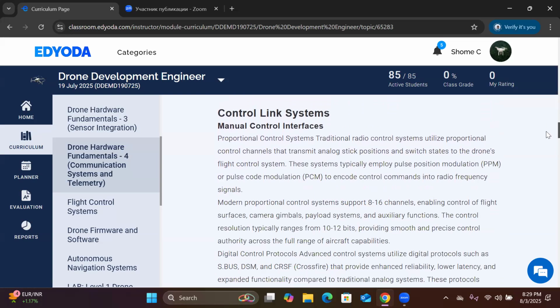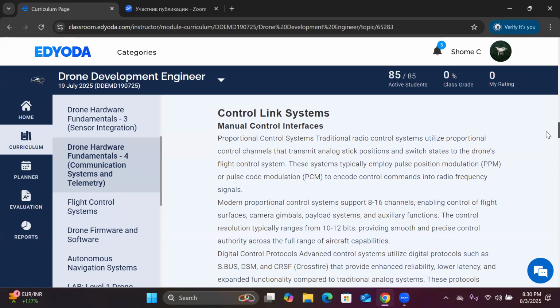Manual control interfaces. Proportional control systems. Traditional radio control systems utilize proportional control channels that transmit analog stick positions and switch states to the drone's flight control system. These systems typically employ pulse position modulation (PPM) or pulse code modulation (PCM) to encode control commands into radio frequency signals. Now, what is meant by this paragraph?